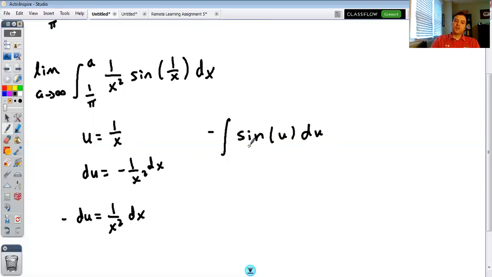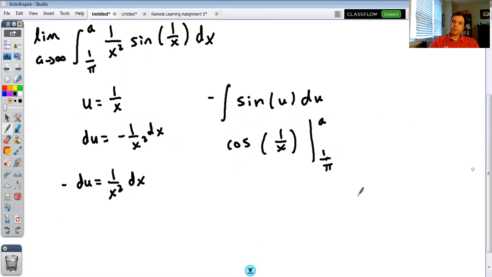The antiderivative of sine is negative cosine. Because of the negative on the outside, it's going to go back to a positive. So we're going to get the cosine of 1 over x. And then we're going to evaluate this from 1 over pi to a. Okay, so now let's put this in. We're going to get the cosine of 1 over a minus the cosine, and when I plug in 1 over pi into 1 over x, we're just going to get pi.